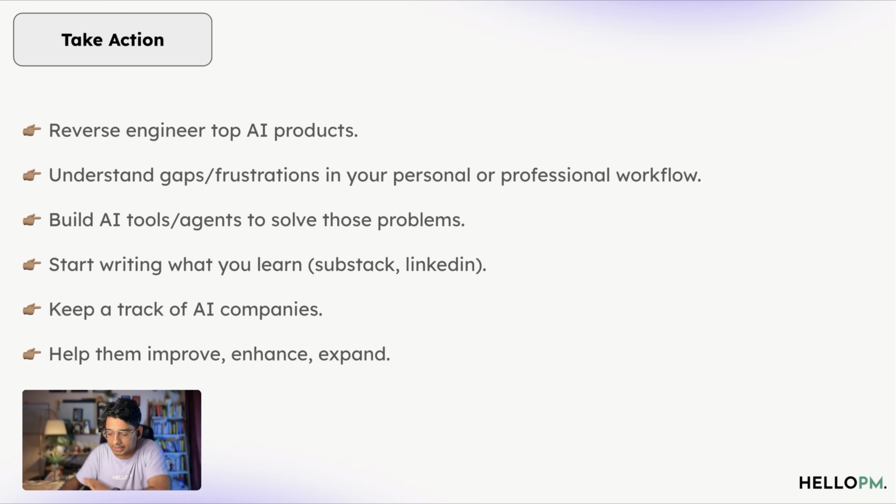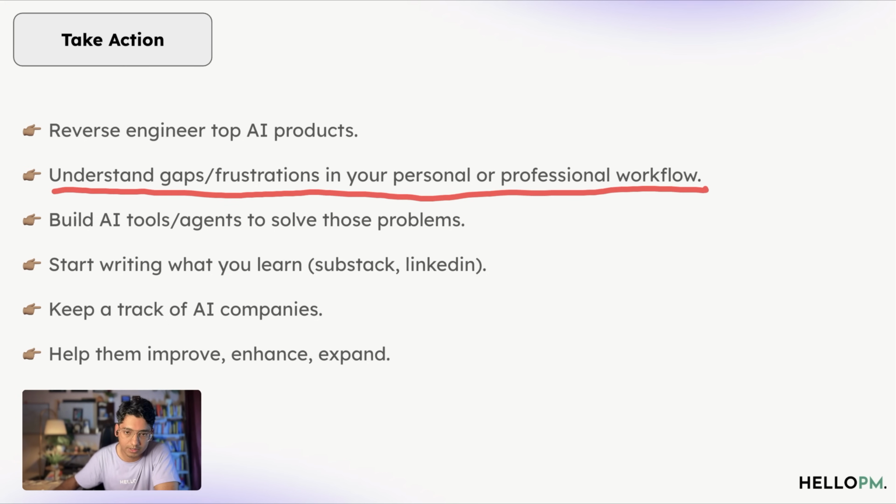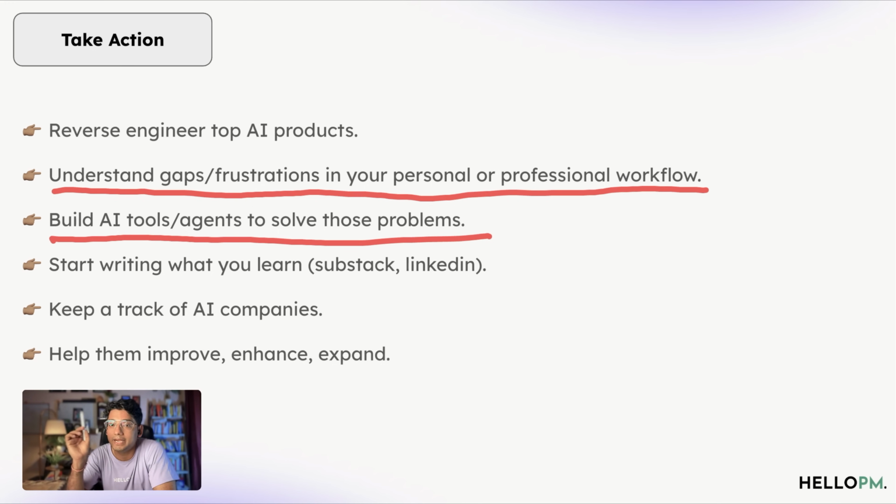The second part is to understand gaps and frustrations in your personal or professional workflow. Pick up a diary and try to understand what you do at your job and in your personal life, like going to the gym, waking up on time, reading something, talking to your wife or your children, or helping your children understand some stories or concepts. Write down all of these tasks and see whether you can build some AI tools or agents to solve your own problems at work or at home.